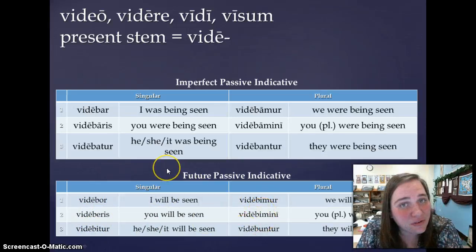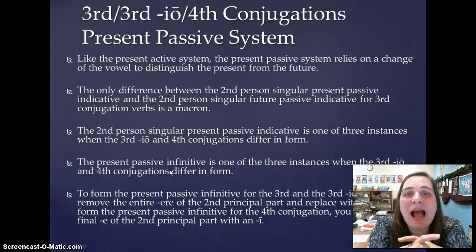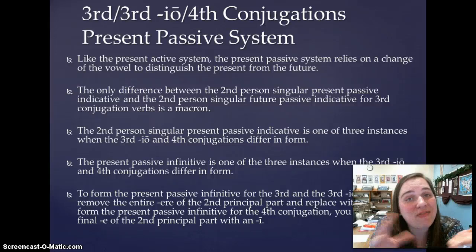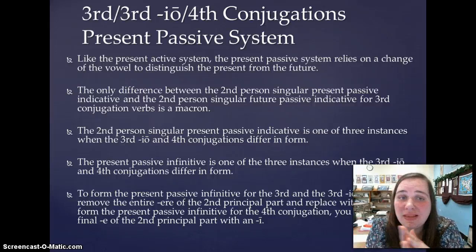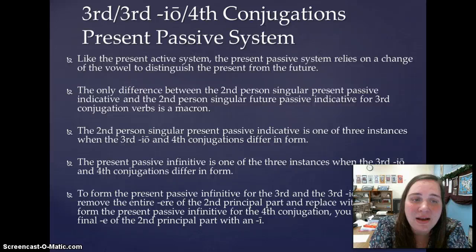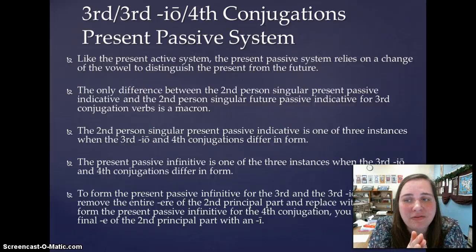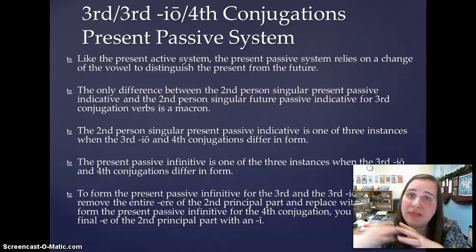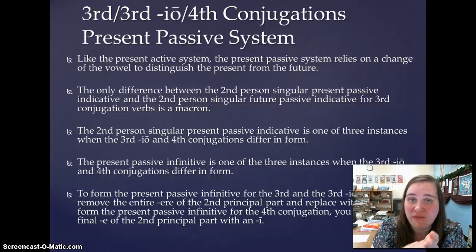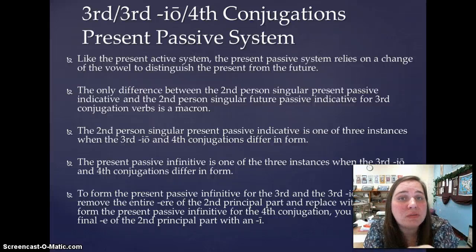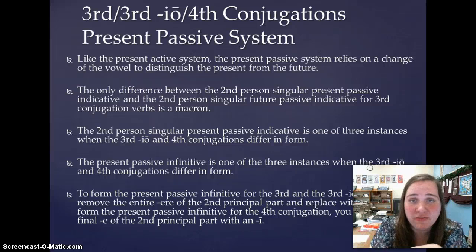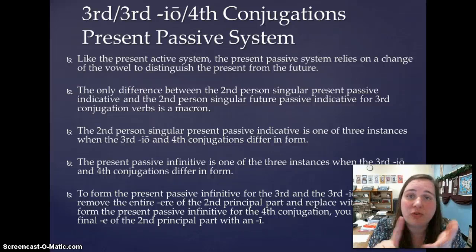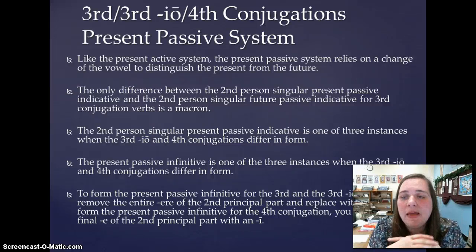Okay, so that's the first two conjugations. When we have to conjugate the third, third IO, or fourth in present passive system, we're going to have to follow slightly different patterns, right? Just like with the active. So, with the present active system, the present passive relies on a change of a vowel to distinguish between the present passive and the future passive for third, third IO, and fourth, okay? So just as you never use bo, bis, bit for the future active, you never use bor, beris, bitur for the future passive for third, third IOs, and fourths, okay?